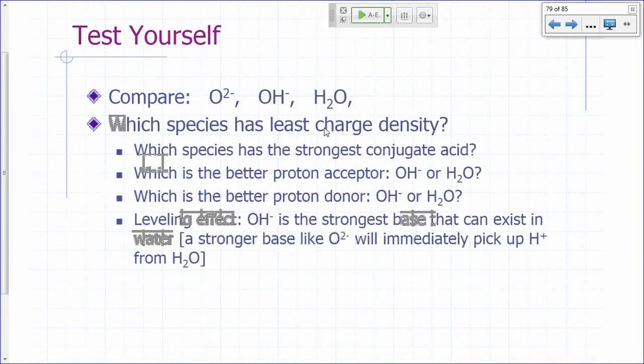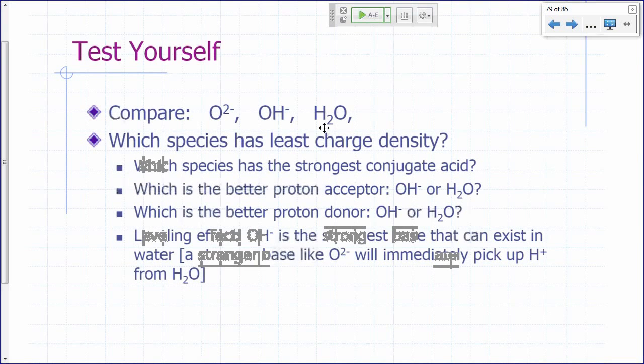Let's look at oxide, hydroxide, and water. Which of these has the least charge density? The more dispersed charge. If you look at these, hydrogen doesn't really make much difference in terms of size, right? So the sizes are almost the same.